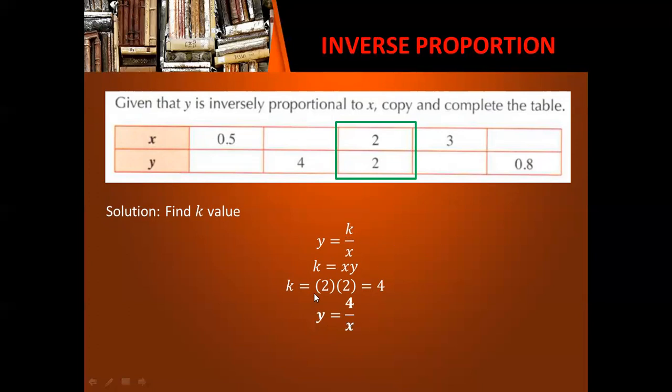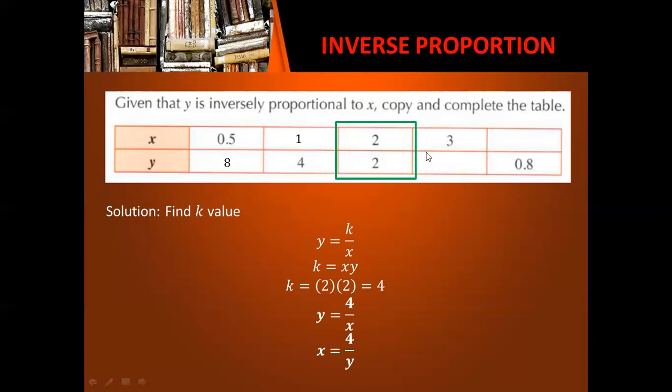This equation allows us to solve for the values of x and y in the table. For the first one, we were given the value of x to be 0.5, so that means 4 divided by 0.5, that gives us 8. Next, to solve for x, we isolate x, giving us x is equal to 4 over y. Let us substitute the given value of y. That becomes 4 divided by 4, giving us an x value of 1.